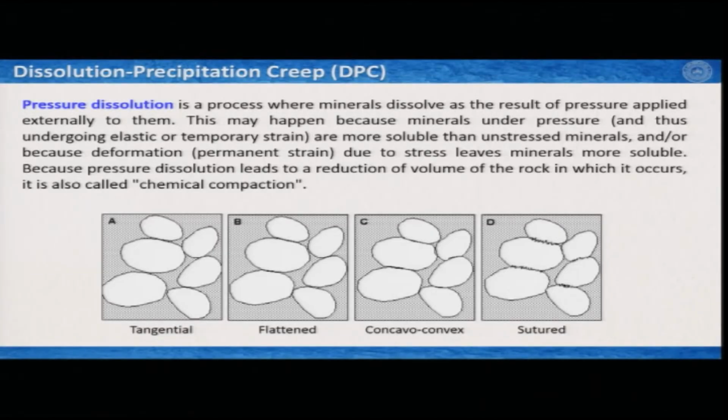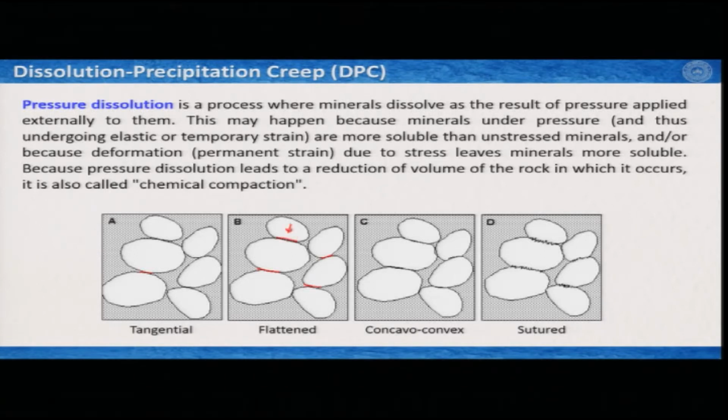So, that means a mineral under stress has better solubility than a mineral which is not under stress, and because you have some fluid which is helping the minerals to get dissolved, it is also known as chemical compaction. So, here are these 4 images A, B, C and D, these 4 illustrations that tell you. You can imagine that these white areas are sand grains, and then they touch each other.